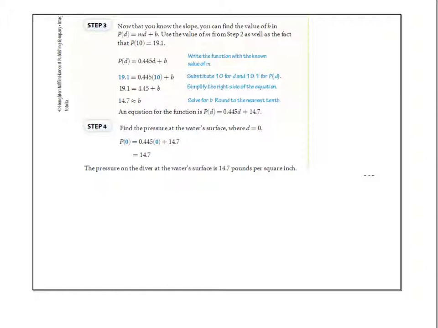Well, the question was to find the pressure at the water surface where d equals 0. Well, if d is 0, since that's in your x-spot, that does mean that they're looking for the y-intercept, which is 14.7. If you were to forget that, then you would simply plug 0 into your equation, evaluate it, and you still get 14.7.